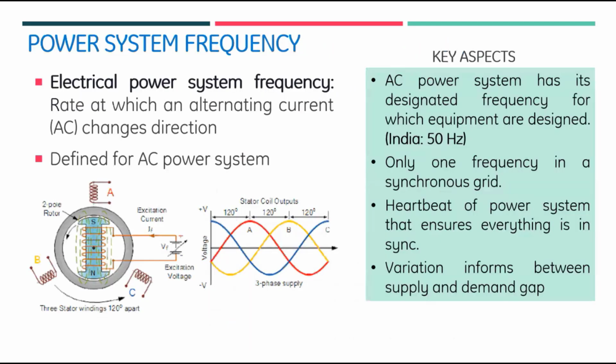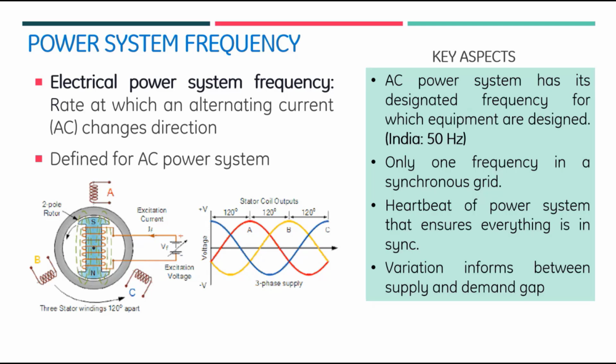So we all know that power system frequency is the rate at which the alternating current changes its direction, right? It is defined for the AC power system only. There is no frequency concept in the DC power system. An AC power system generally has a designated frequency, which defines how the equipment is designed. In India it is 50 hertz, in the USA 60 hertz. Many countries have 50 hertz systems, many have 60 hertz systems, and there can be only one frequency in a power system.